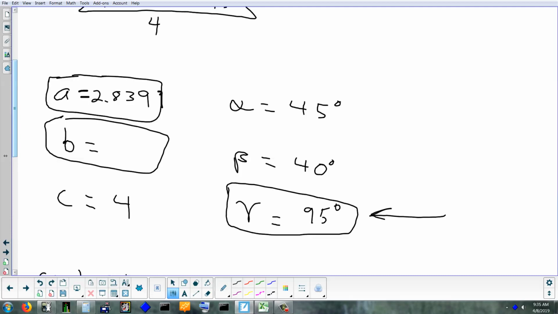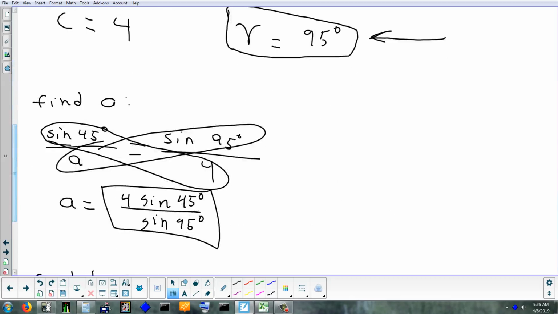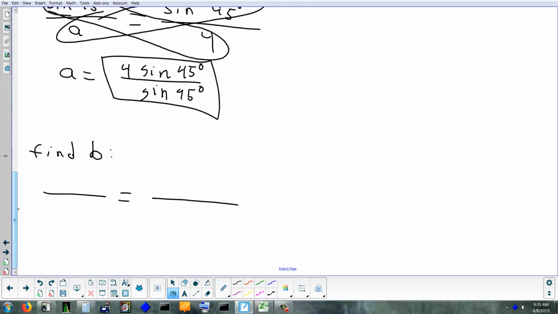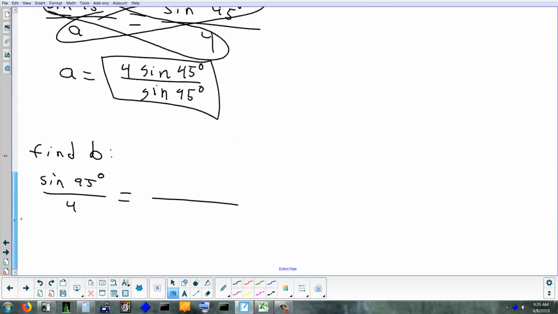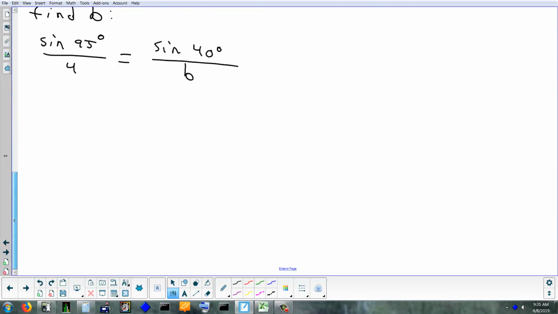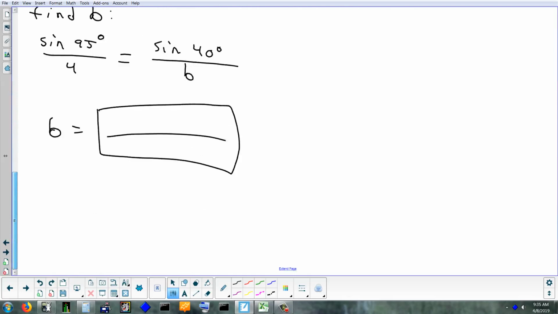All right, so we're going to have sine 95 over 4, just like we did here. Doesn't matter what side you put the sine 95 over 4 on. You're going to end up cross multiplying, so it'll work out the same. So let's put sine 95 over 4. And Ben said we're going to use row B because that's what we want to find: sine 40 over B. Right, now we'll cross multiply. So B is going to be 4 sine 40 divided by sine 95.